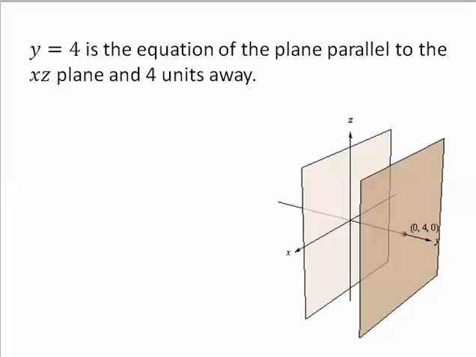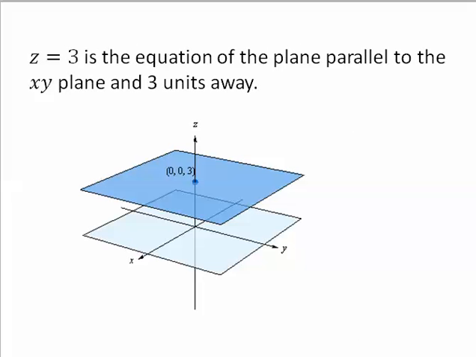y equals 4 is now the equation of the plane parallel to the xz plane and 4 units away. z equals 3 is the equation of the plane parallel to the xy plane and 3 units away.